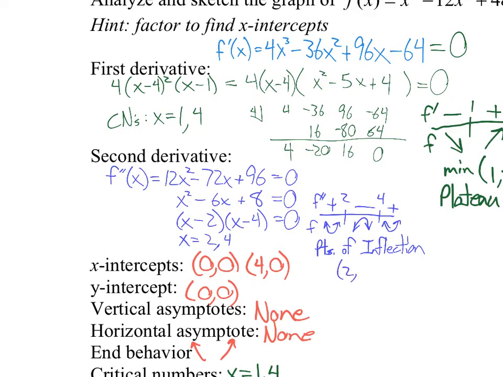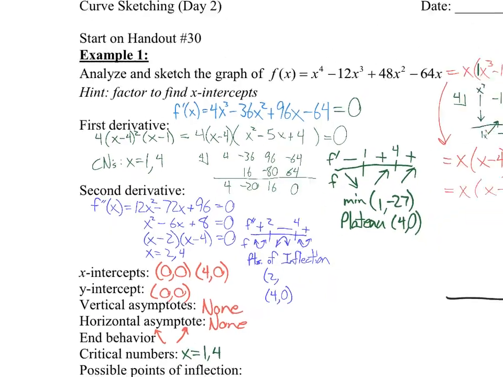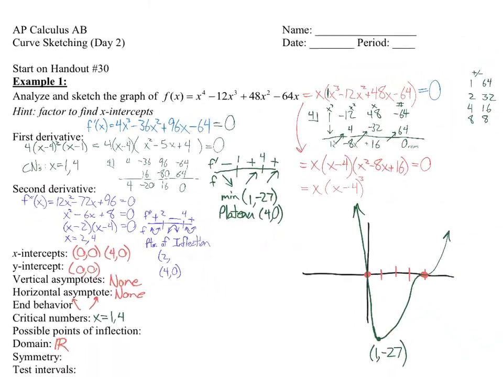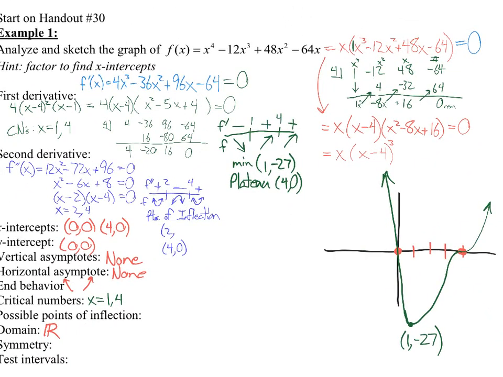Two something, and I know 4 is 0. Okay? And you can just plug it into the original equation. If I plug 2 into the original equation, I have 16 minus 96, so negative 80 plus 4 times 48 is 160, 192. 192 minus 80 is 112. Minus 128 is a negative 16.